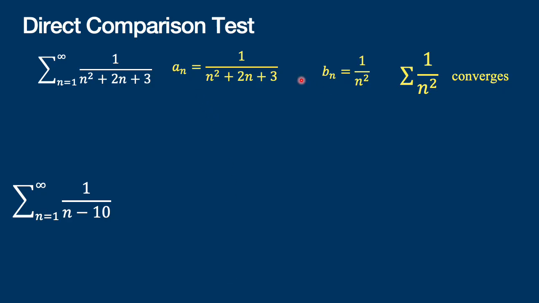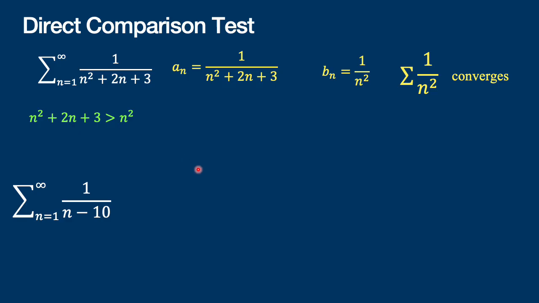a_n, b_n. Which one is bigger? That's what we're going to compare. So this one is convergent. a_n should be less than b_n. Otherwise, we cannot prove this series converges. So let's check it out. We only compare denominators because the numerator is 1. So let's compare the denominators first. n squared plus 2n plus 3 is always greater than n squared. Of course, right? You add 2n plus 3 to the left side.